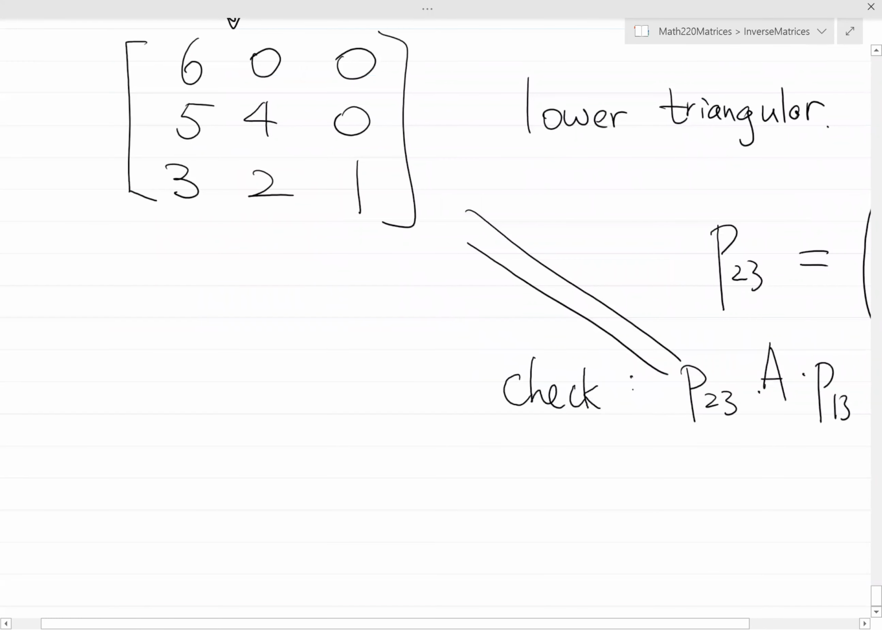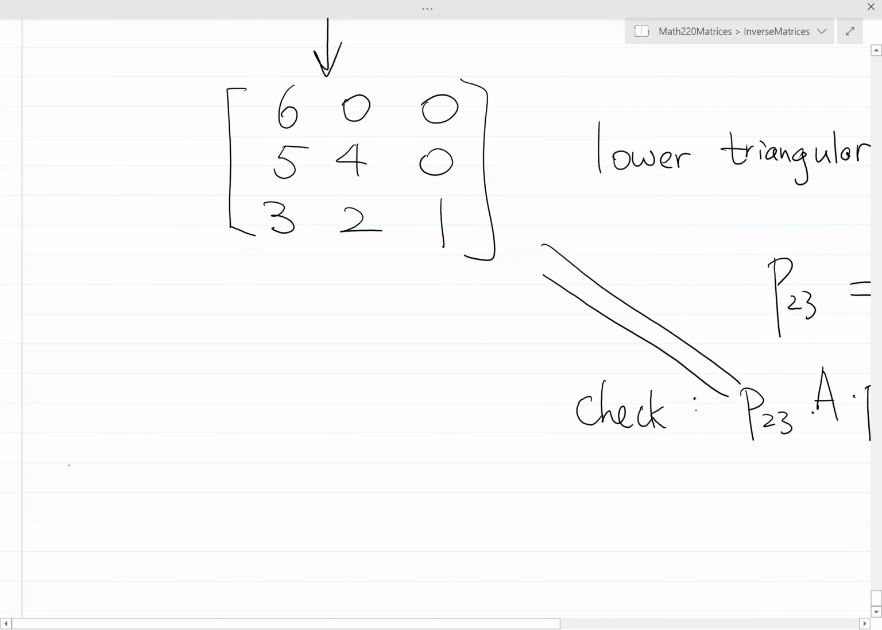Okay, homework for this section, 2.7. Let's do number 5, number 12, number 32.